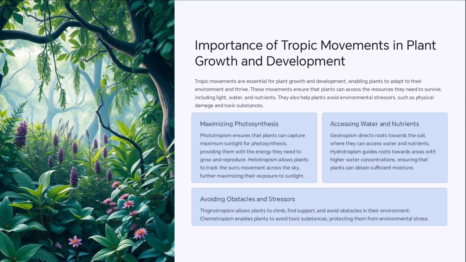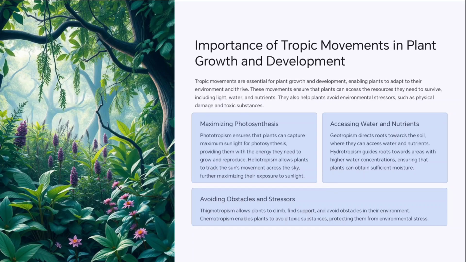Importance of tropic movement in plant growth and development. Tropic movements are essential for plant growth and development, enabling plants to adapt to their environment and thrive. They also help avoid environmental stress such as physical damage or toxic substances. Phototropism ensures that plants can capture maximum sunlight. Heliotropism allows plants to track the sun's movement across the sky.